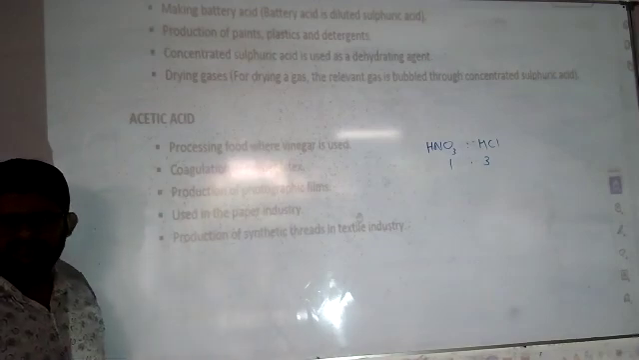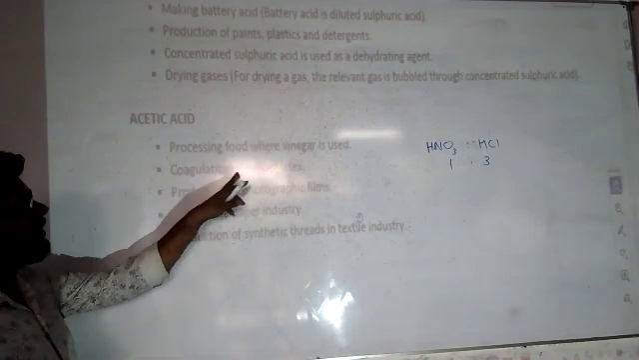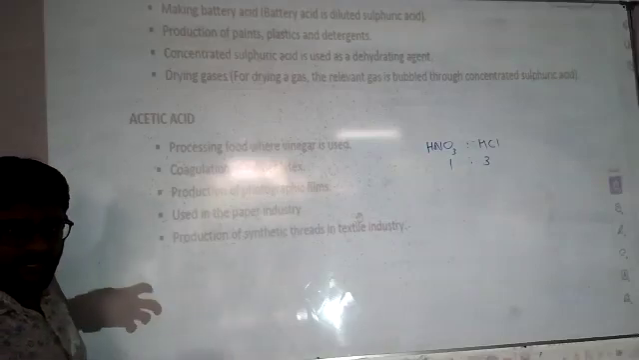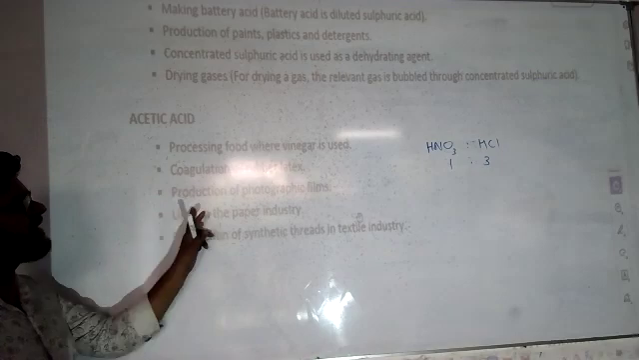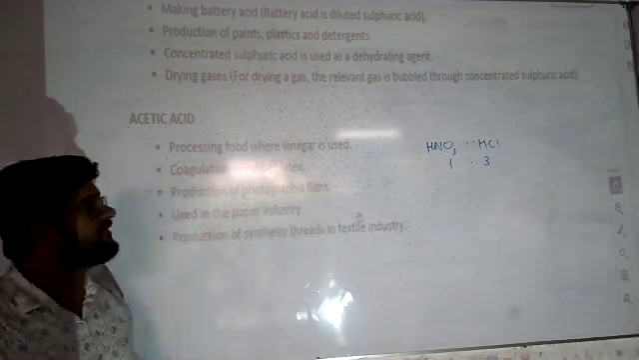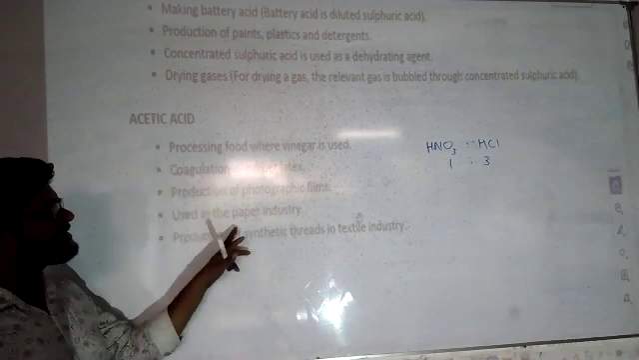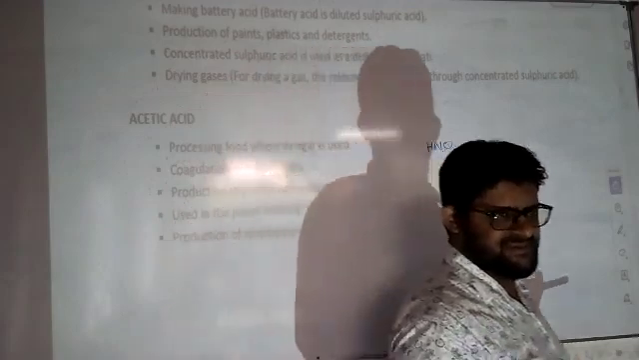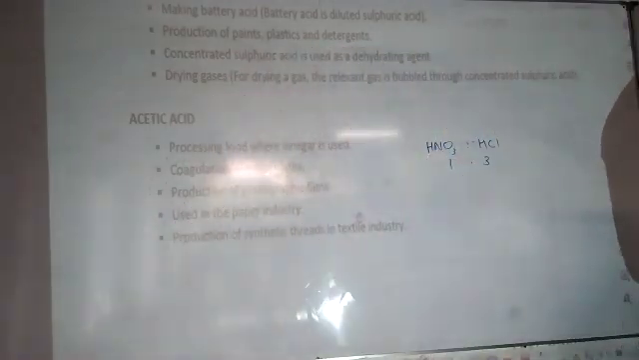In vinegar, we are using it for coagulation of rubber latex, to clump it. They are also using it in the production of photographic films. Acetic acid is used in paper industries and in the production of synthetic threads in textile industries.